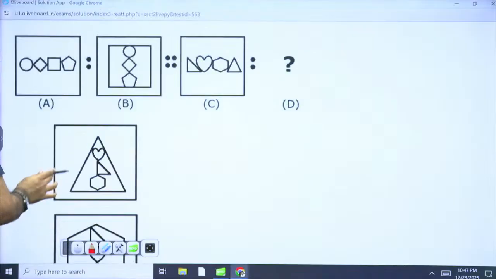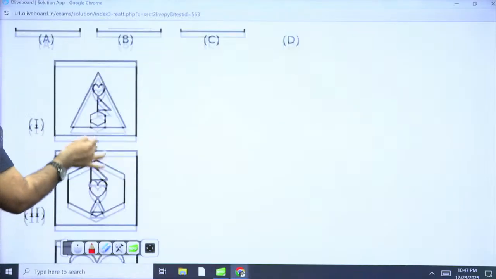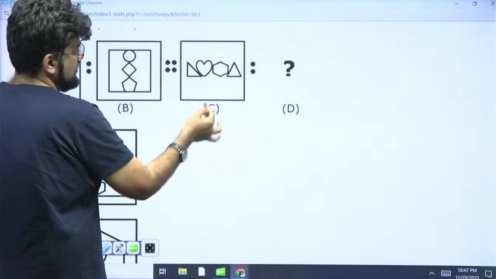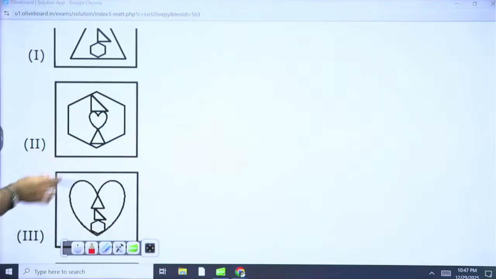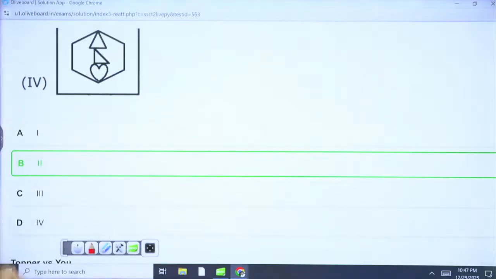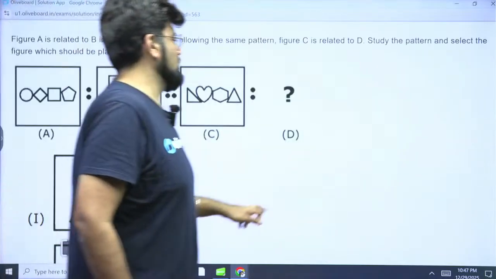And look at the figures here. This triangle will come on the top, followed by the heart, followed by the smaller triangle. So option 2, figure 2, is the correct answer. Cool. 33 seconds. Wonderful.